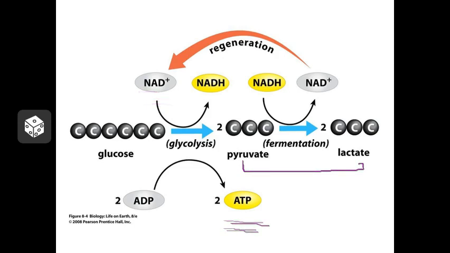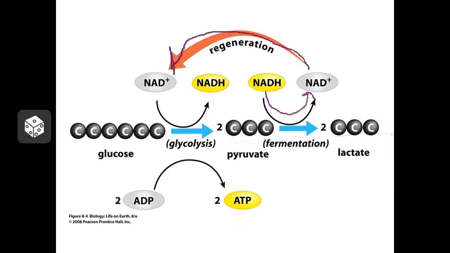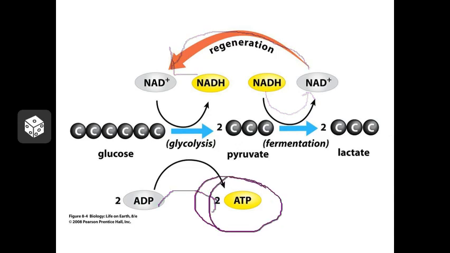Let's take a look at it. Through fermentation, pyruvate, in this case, is going to be changed into lactate. So it gets transferred, and as part of this process, NADH is broken back down into NAD+. So that NAD+ that's released can go back into glycolysis and be used again, and glycolysis can make more ATP, which is the product that the cell actually needs.